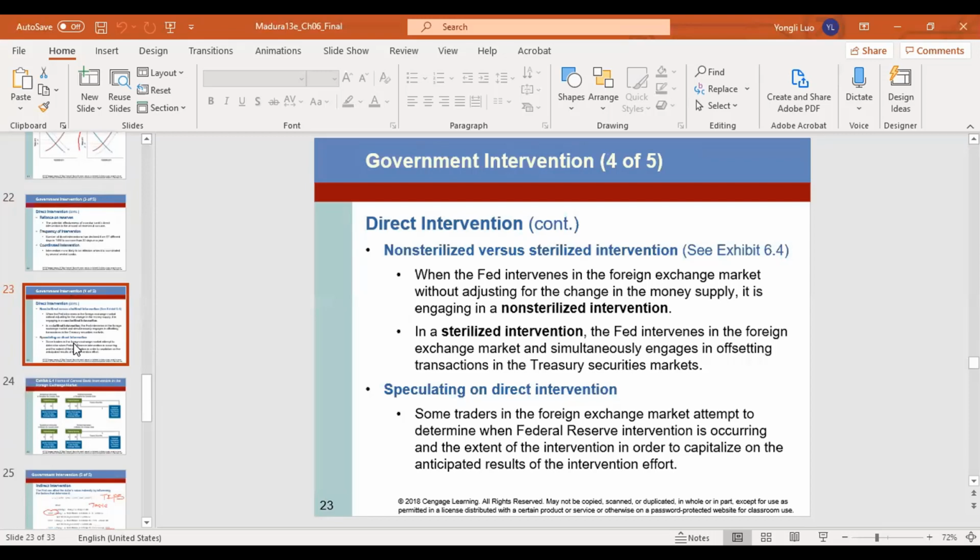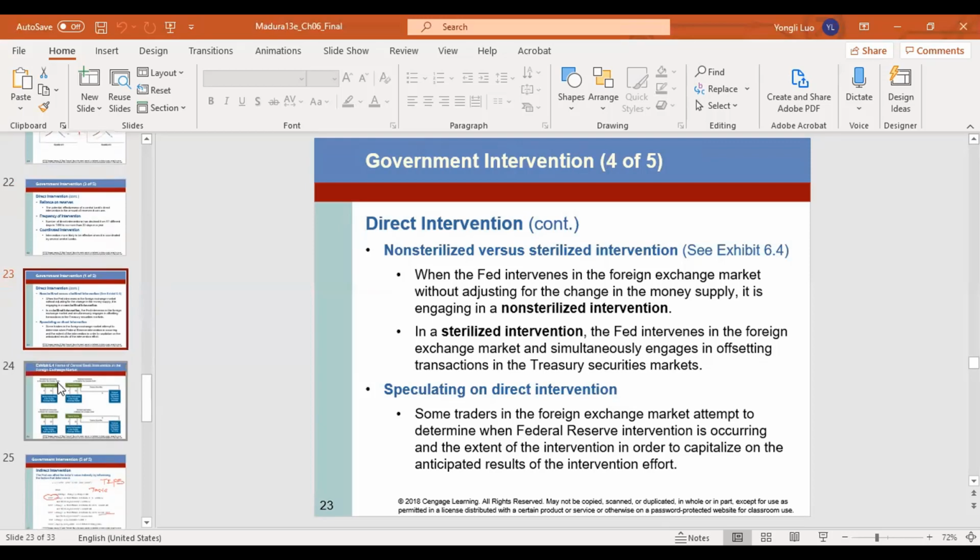Direct intervention can be non-sterilized versus sterilized. When the Fed intervenes in the foreign exchange market without adjusting for the change in the money supply, it is engaged in a non-sterilized intervention. In a sterilized intervention, the Fed intervenes in the foreign exchange market and simultaneously engages in an offsetting transaction in the Treasury securities market.